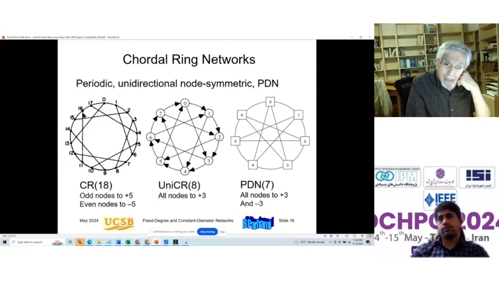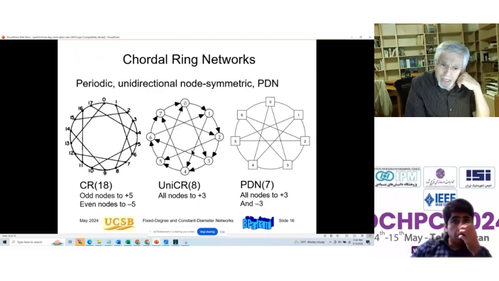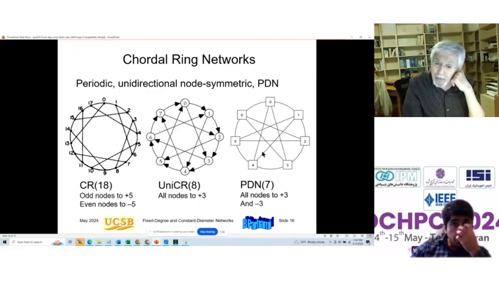So in this particular ring, I have the ring connections, 1 to 2, 2 to 3, 3 to 4, and so on. I also have chords, 1 connected to 6, 3 connected to 8. So 1 plus 5 is 6, 3 plus 5 is 8. So the rule is sort of like that. This is a unidirectional corridor ring network with 8 nodes.